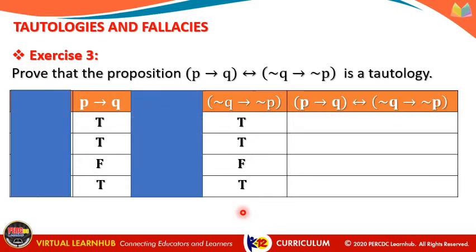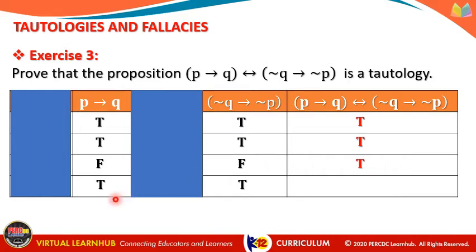All right, let's now go to the last part. Let us get the biconditional of these two propositions. A biconditional proposition is true if both propositions are true or if both propositions are false. True and true will give true. True and true will give true. False and false will give true.